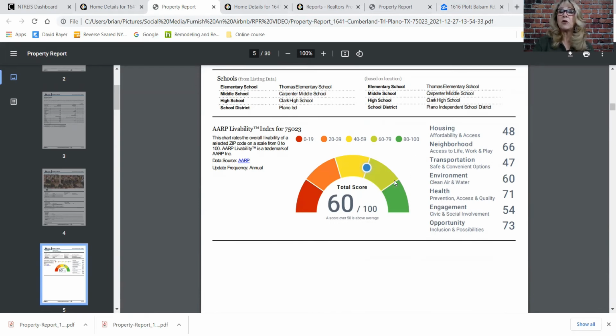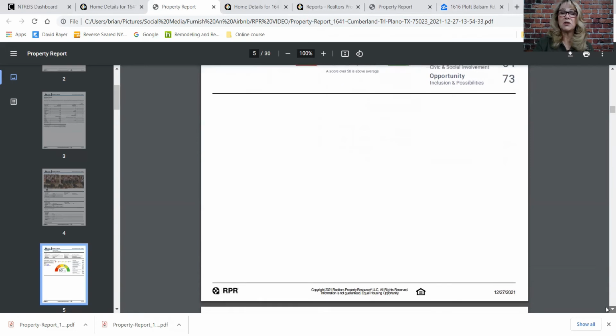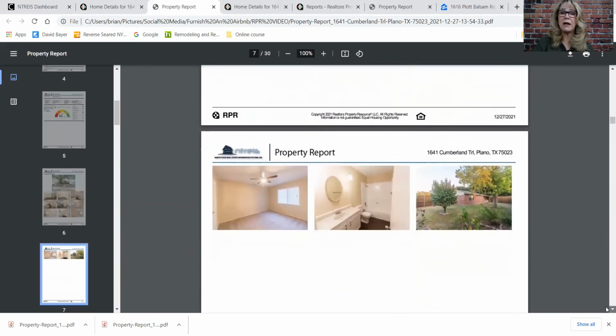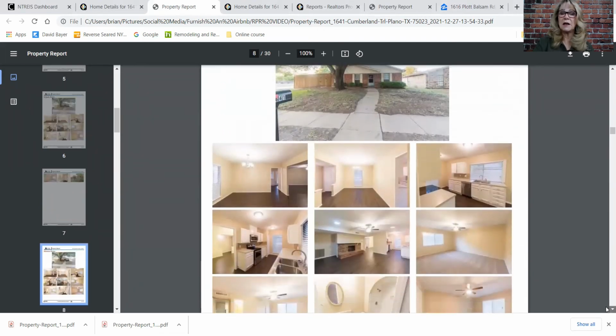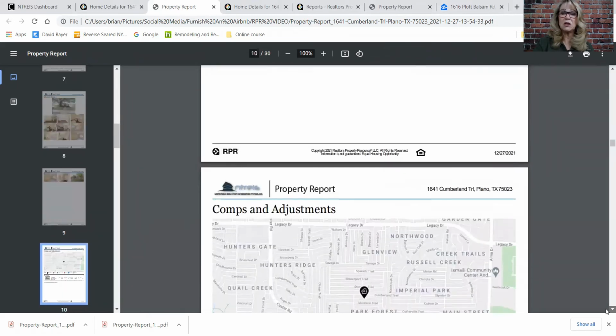This is just saying not affordable, and the neighborhood score is out of 100. There are a whole lot of things that I'm not going to go into today, but the neighborhood, okay, scores good. Transportation, because there are no buses over there, there's really no public transportation in that area. Here are more photos. If there were historical photos, they would be right here on this particular property. There are none, because I think it was just too long ago that I sold it off market.